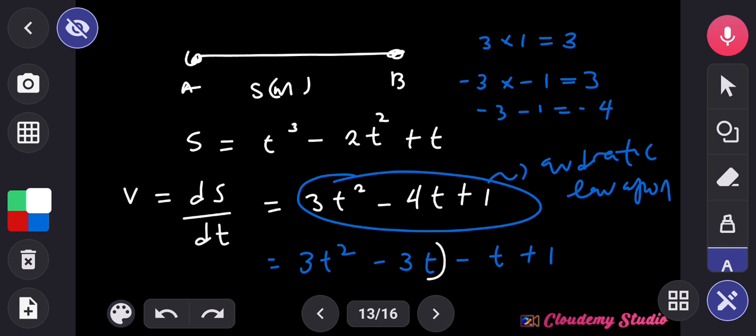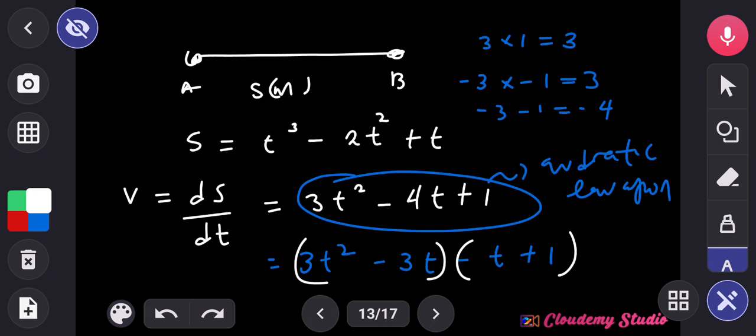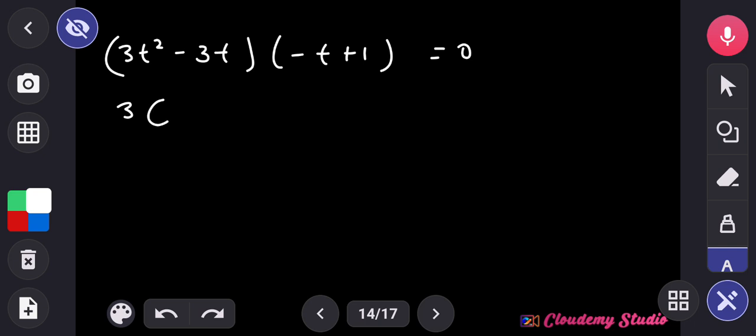So I'm going to put it inside brackets and factorize out the common factor. That equals 3t squared minus 3t, then minus t plus 1, equals 0, right? Now, the next thing is I can factorize out the common factor here. That is 3t into brackets, t minus 1. In this case, it is minus 1 that is common, that is t minus 1.